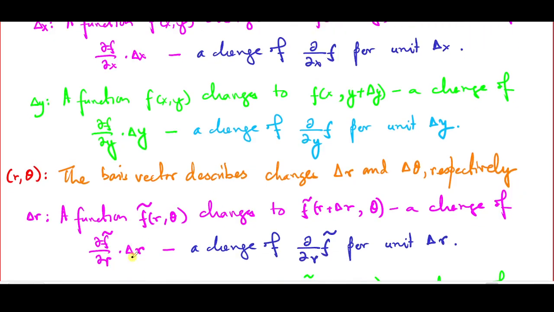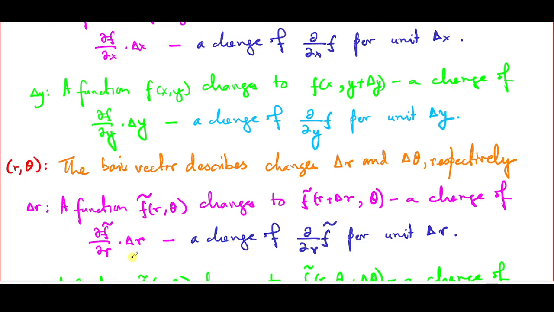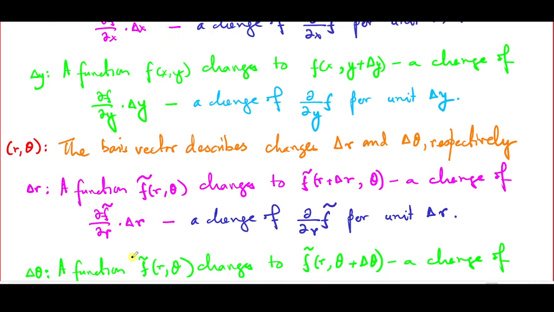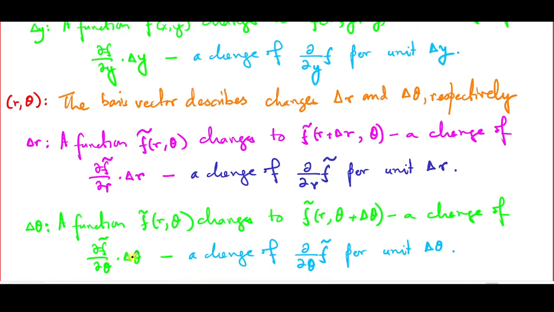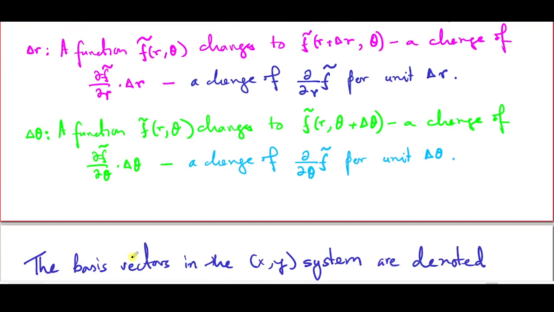Exactly similarly, a change of del r acting on f tilde per unit delta r, and for delta theta, for which this change per unit delta theta is extremely important. Remember, the curve that you get when you change theta and theta alone is not really straight unless you use an infinitesimally small delta theta. There the change is del theta of f tilde per unit delta theta. And it's this change which we actually want to encapsulate in the notion of a basis vector.